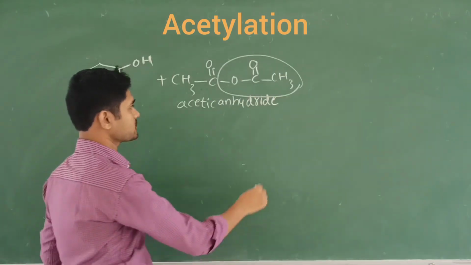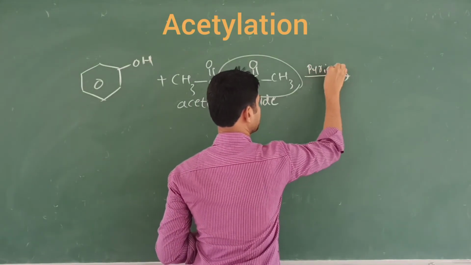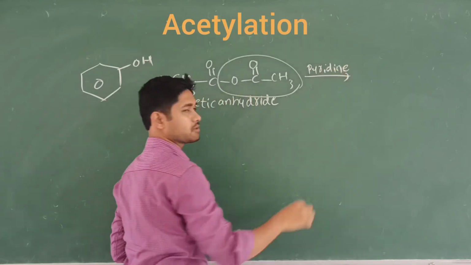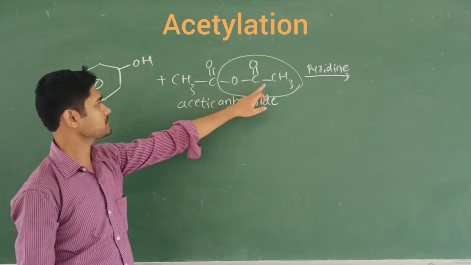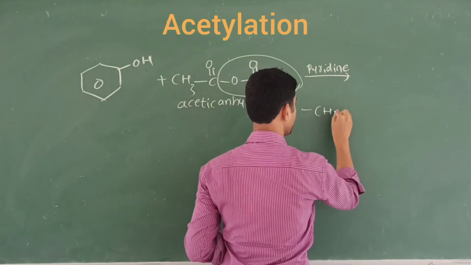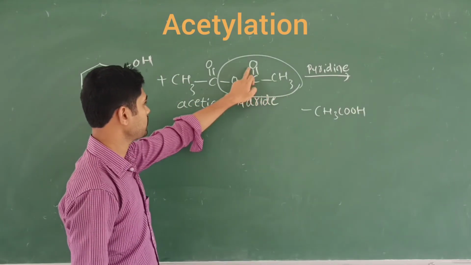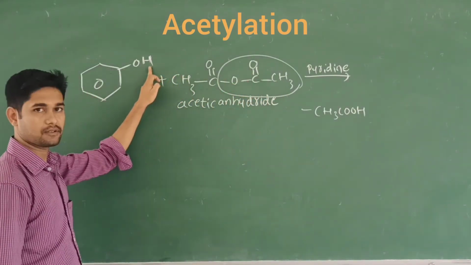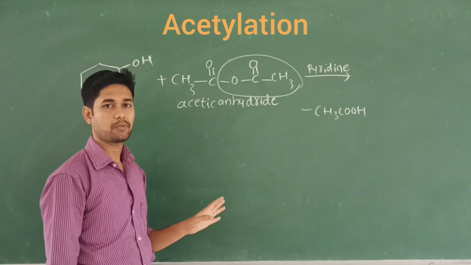So in this reaction I am going to use the pyridine compound. Pyridine here acts as a catalyst also, to remove the hydrogen from this phenol. This hydrogen and this CH3CO become the acetic acid. I am going to remove the acetic acid, CH3 C double bond O H. What is the remaining compound? Phenyl acetate is formed.